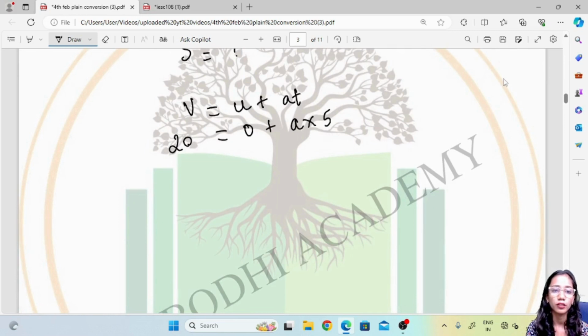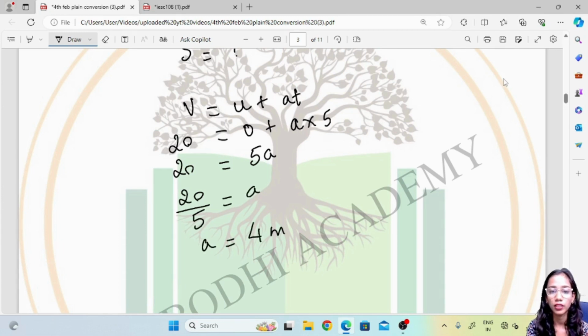So this equation will be 20 equals 0 plus 5a, right? So a will be 20 upon 5, that is 4 meter per second square. The SI unit of acceleration. Always after writing the value, the SI unit has to be written, that is compulsory.